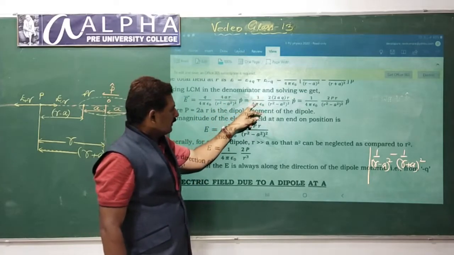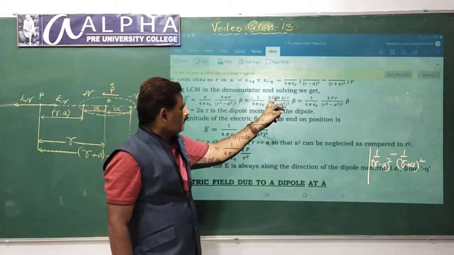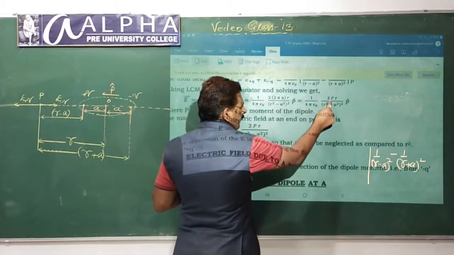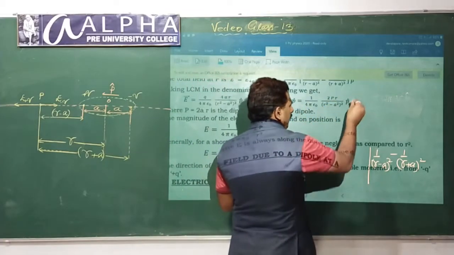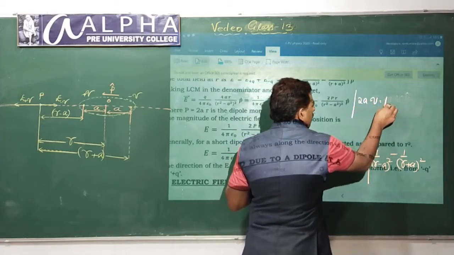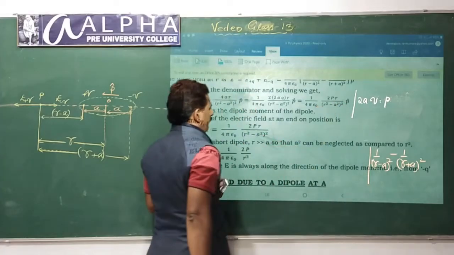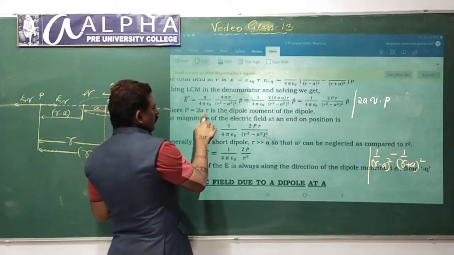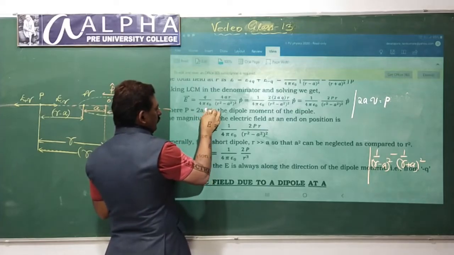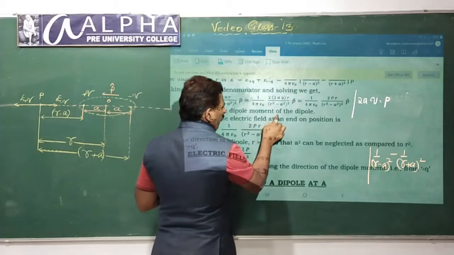1 over 4 pi epsilon 0. Now 4 is written as 2 into 2, AQ into R. What is 2AQ? 2AQ is dipole moment. 2P here, we can recall that. What is 2A into Q? It is magnitude of dipole moment. With arrow you have written here. Okay. 2AQ, in fact you make it Q, 2AQ. P equals 2AQ is the dipole moment of the dipole.